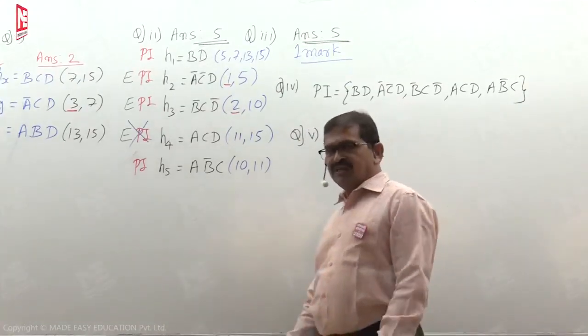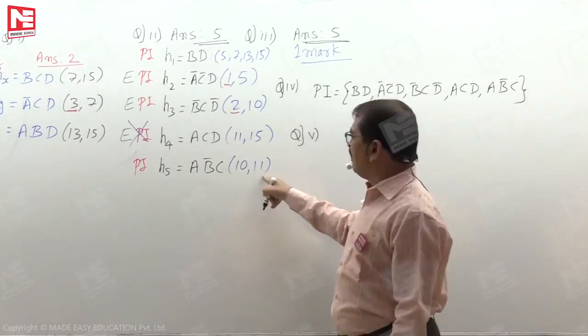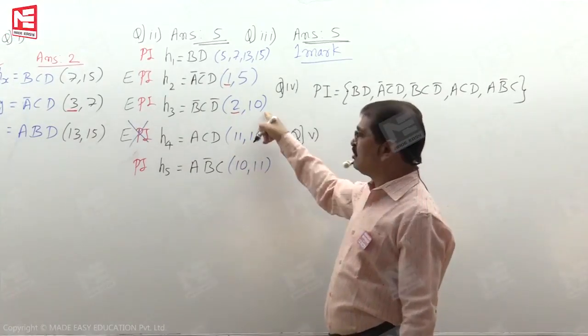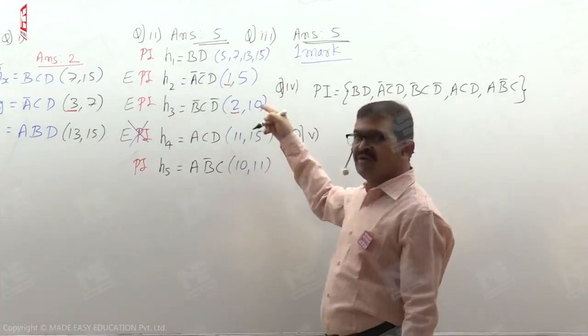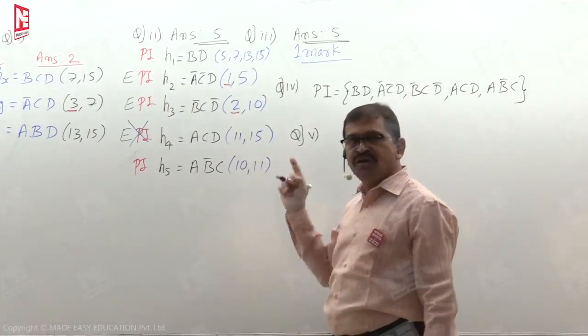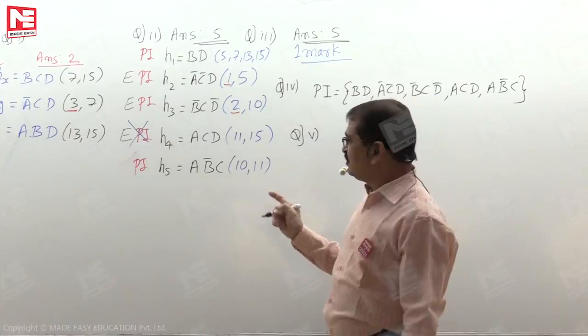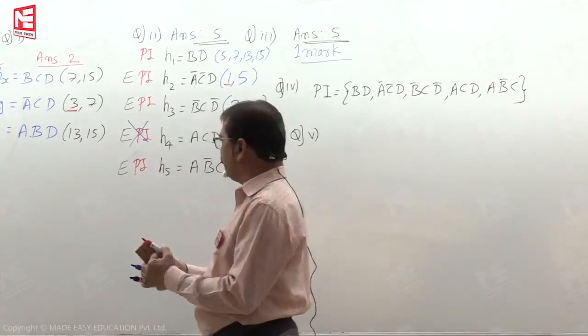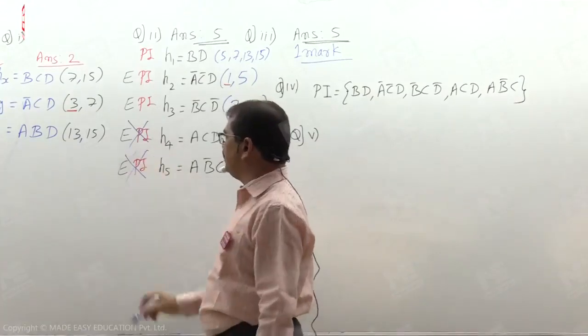Let us look at H5. For H5, 11 we already verified, it is covered by more than one prime implicant. 10 is also already verified, it is also covered by more than one. It means H5 exclusively does not cover any one of the minterms. Once it is not covering any minterm exclusively, H5 is not an EPI.